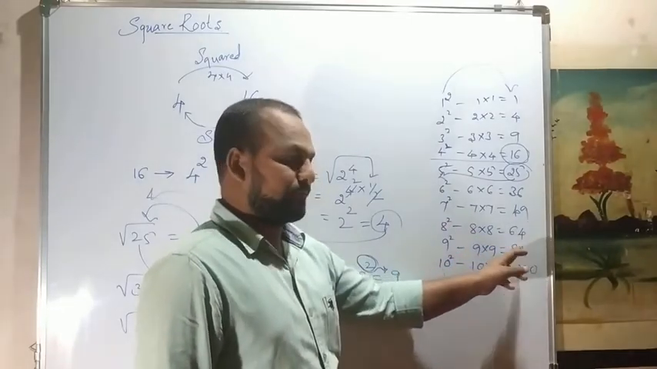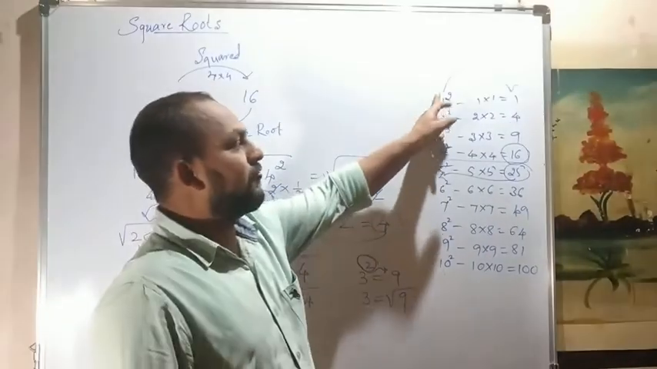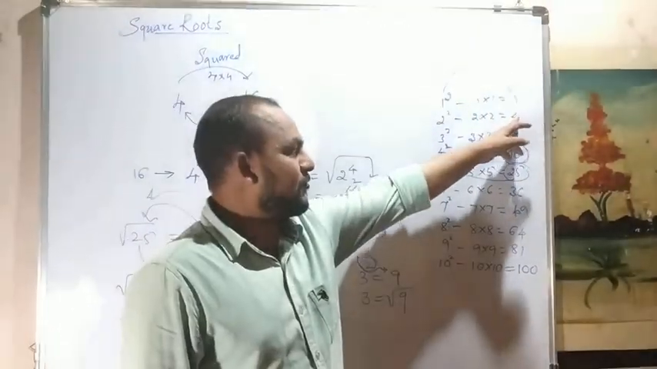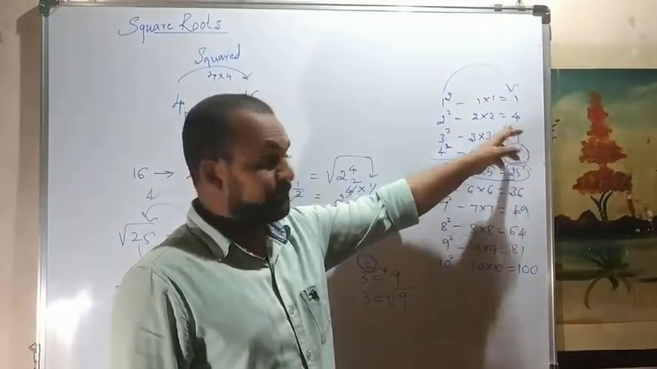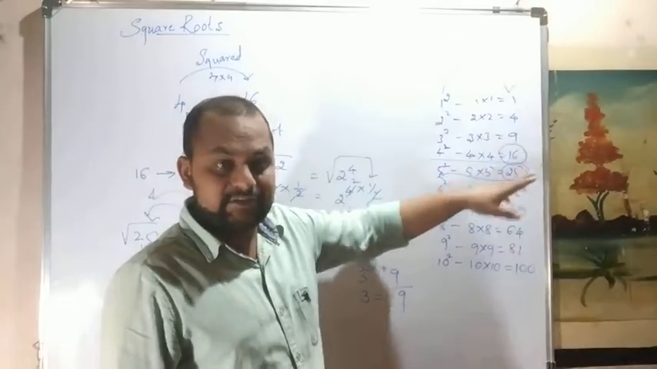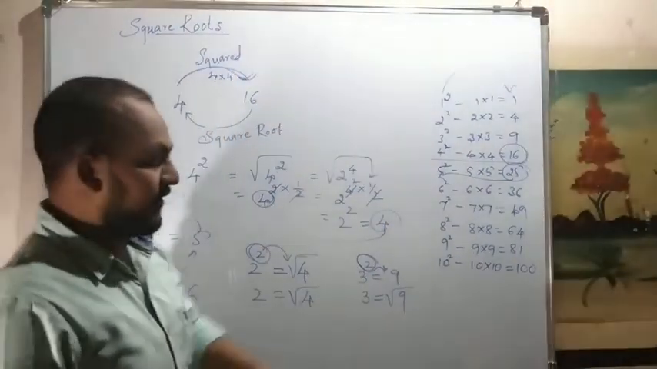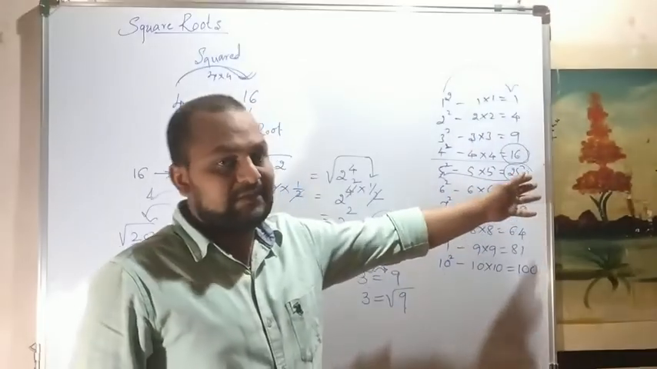The square of 1 is 1. The square of 2 is 4. The square of 3 is 9. The square of 4 is 16. The square of 5 is 25. The square of 6 is 36.